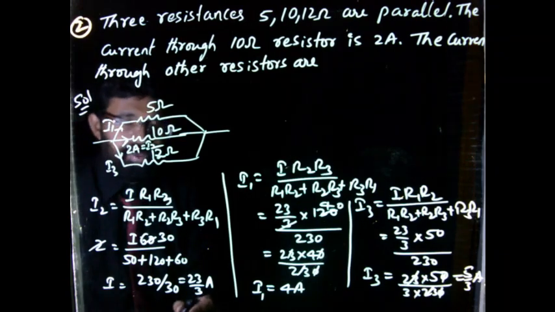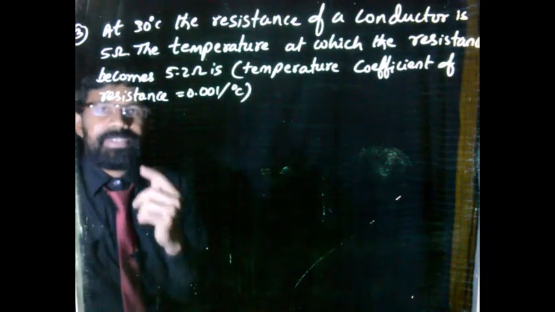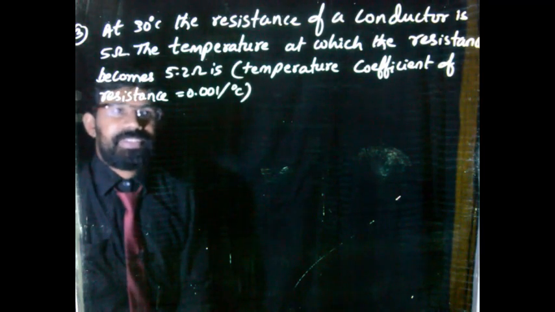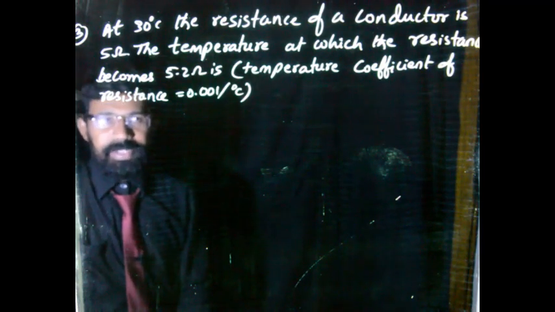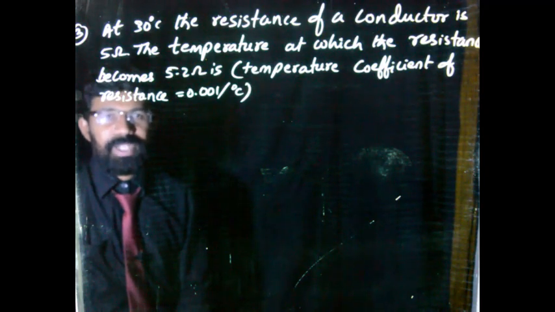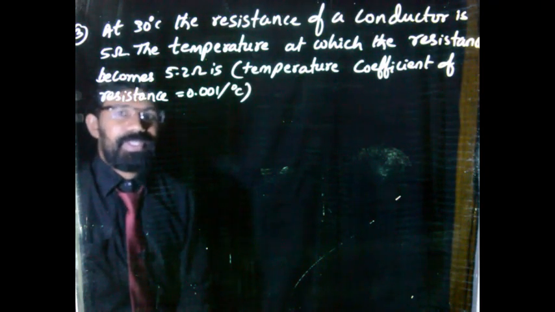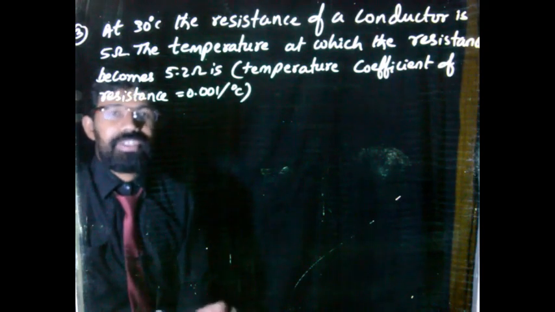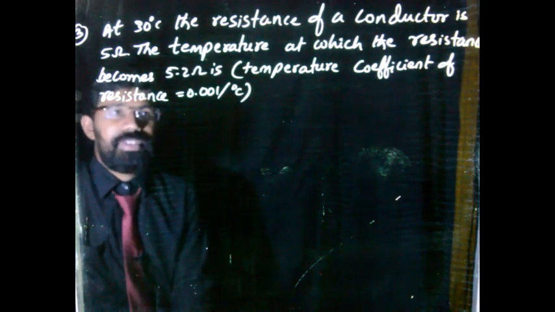Okay. Let us solve one more problem. Now let us try to solve this question. What was said: at 30 degrees Celsius, the resistance of a conductor is 5 ohms. The temperature at which the resistance becomes 5.2 ohms is, temperature coefficient of resistance is equal to 0.001 per degree Celsius. What kind of material it is, it was not mentioned in the question.